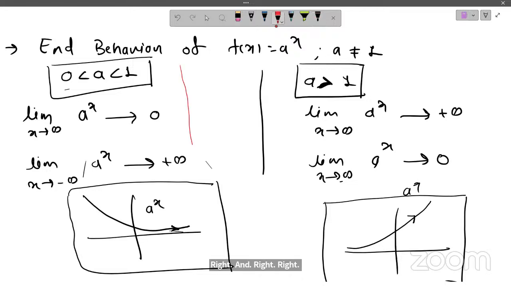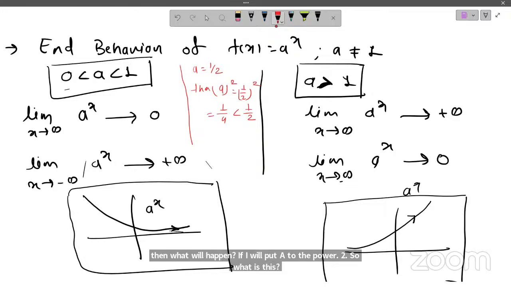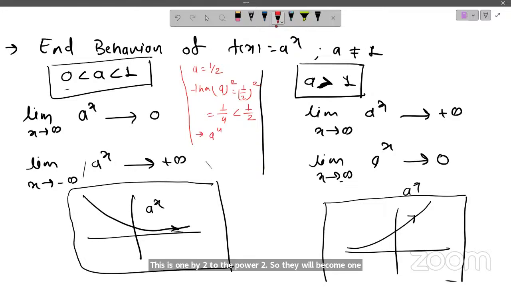So you can observe this with the help of an example. Suppose I take a to be 1 by 2, right? Then what will happen? If I put the power 2, what is this? This is 1 by 2 to the power 2, which becomes 1 by 4, right? And we know that 1 by 4 is less than 1 by 2, right? Similarly, if I take the power 4, it will become 1 by 16, which is again less than 1 by 4, which is less than 1 by 2, right? So as you observe, whenever I am increasing the value of x, our function keeps decreasing, right?